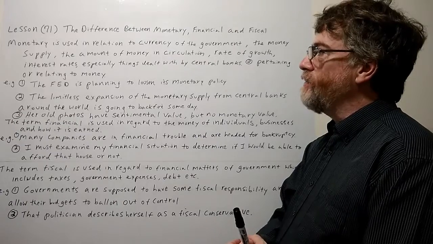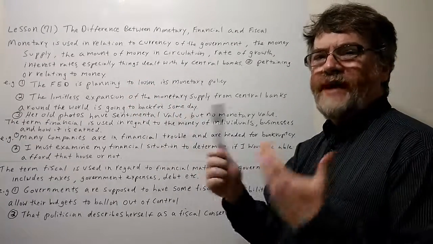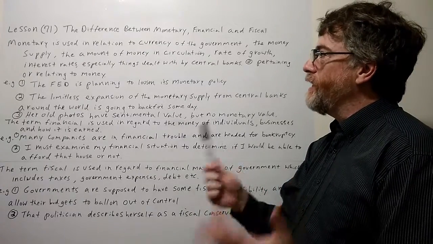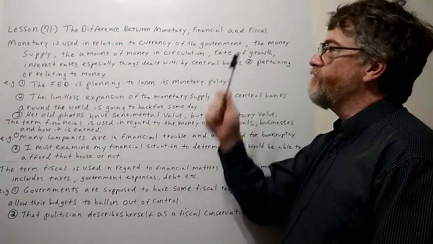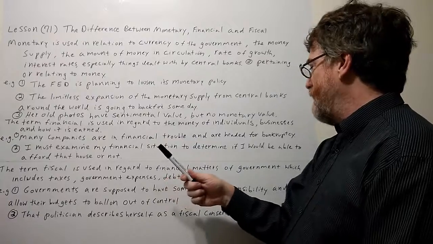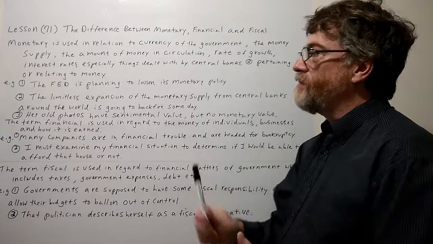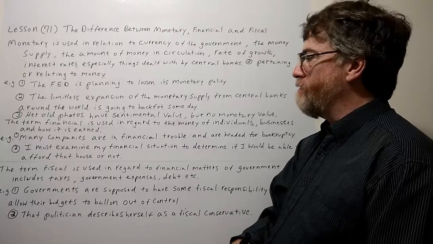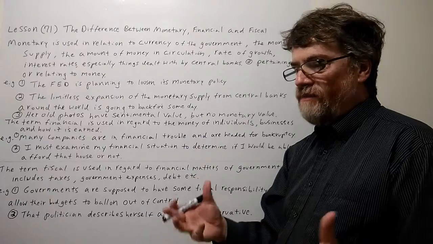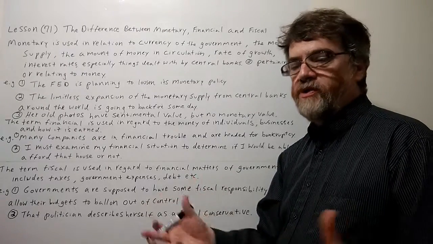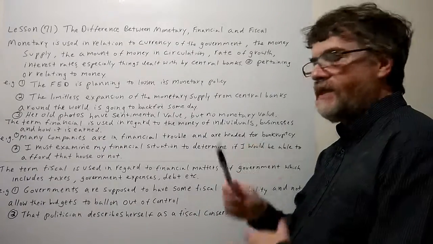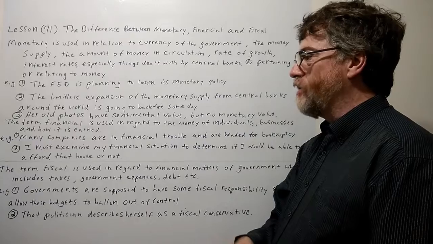So again, a last quick review. Monetary, we use especially with things central banks do: interest rates, circulation of money, money supply, rate of growth. We use it in the general sense relating to money, as in some monetary value of something. Okay, remember, financial, usually individuals and their financial situation. An individual person, what is their money situation? That's their financial situation. Same with businesses, individual businesses use financial.